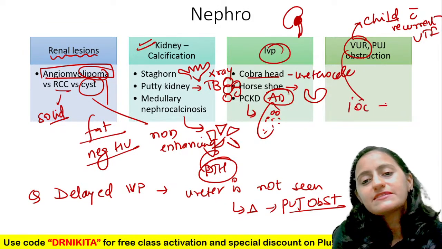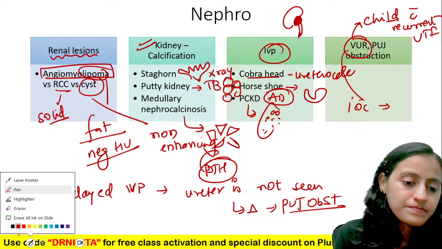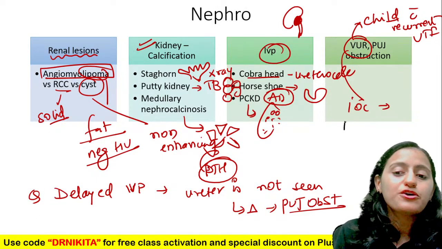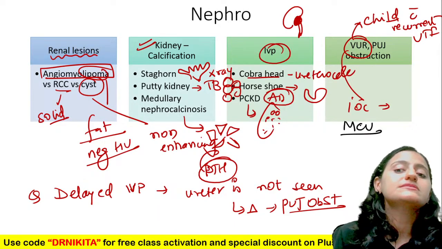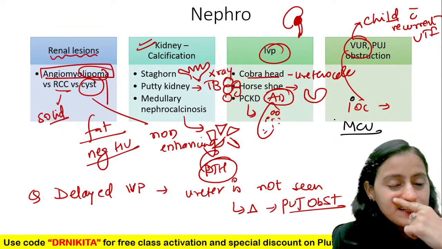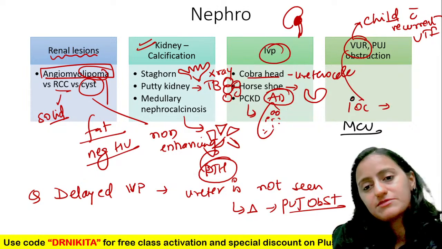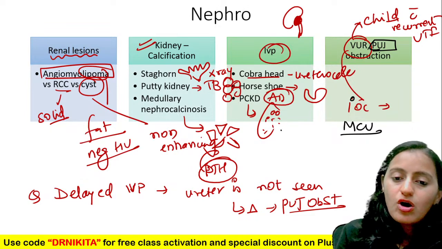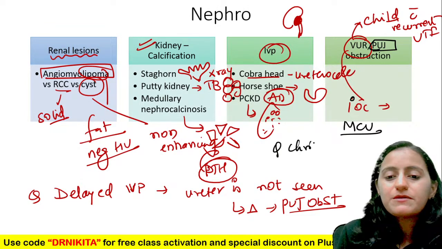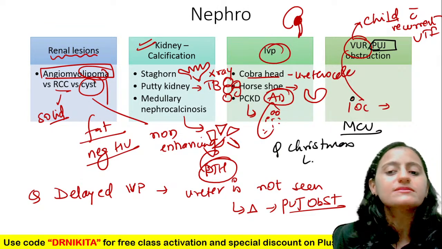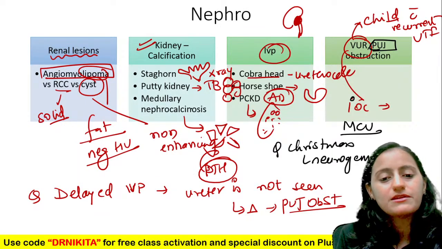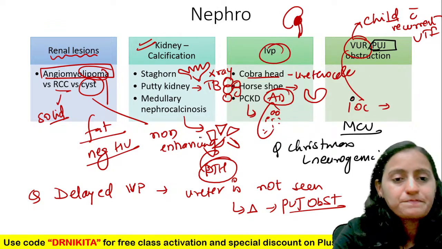Tell me, what is the investigation of choice for vesico-ureteric reflux? It is MCU. PUJ obstruction we have already discussed. Also remember some important bladder appearances, like the Christmas tree appearance, which is seen with neurogenic bladder.